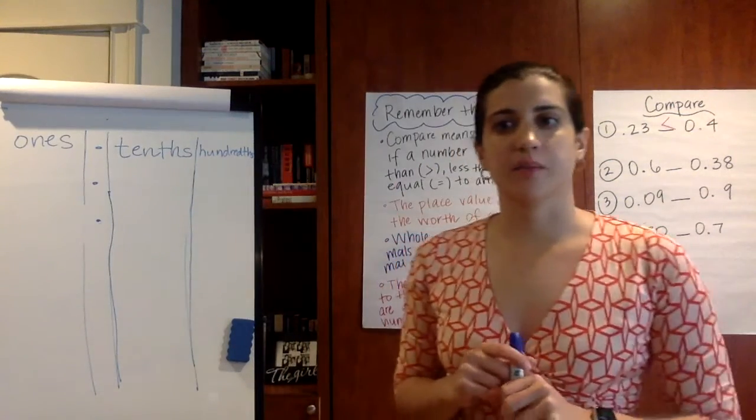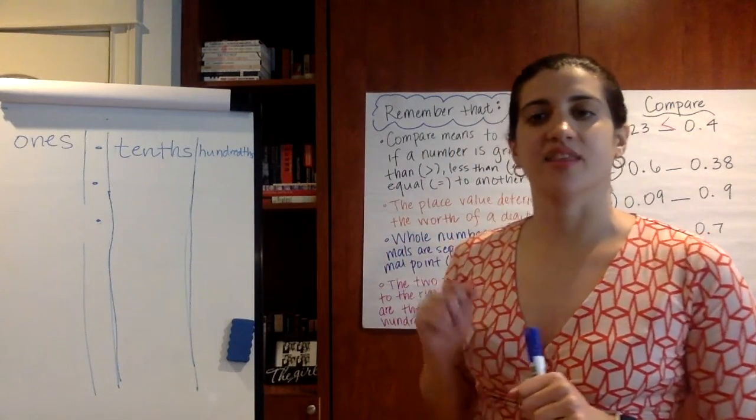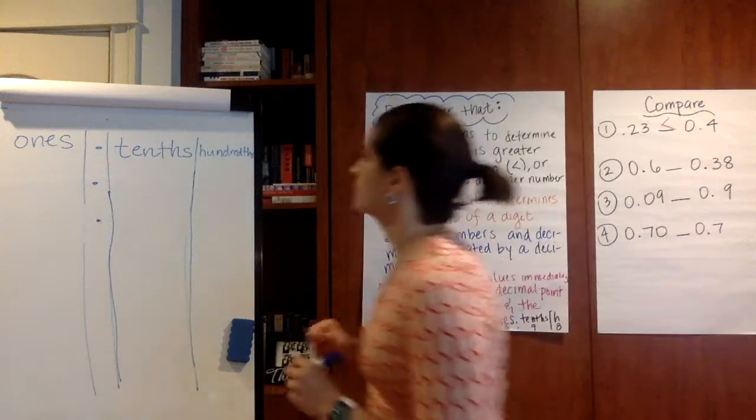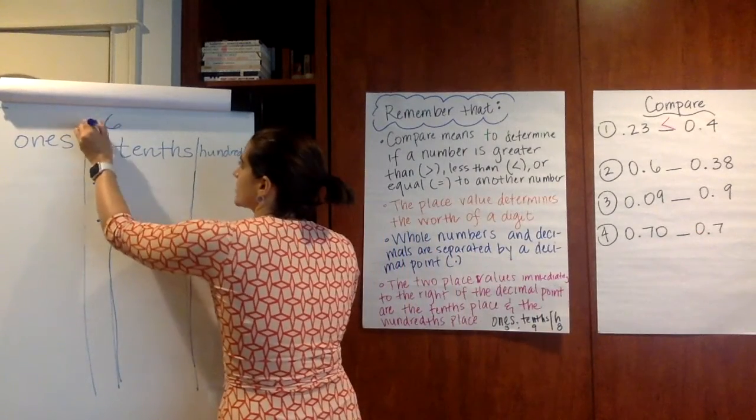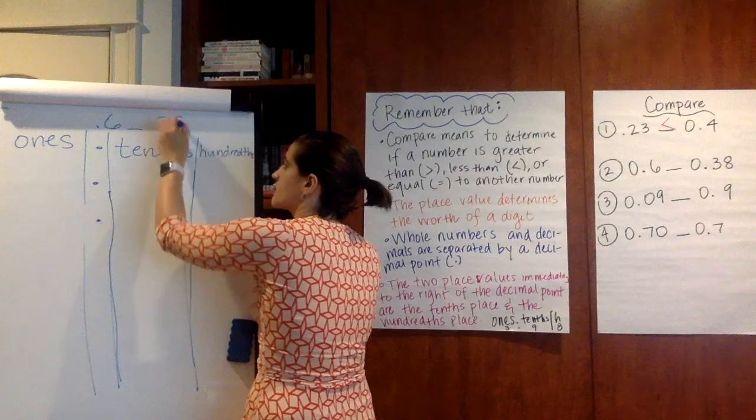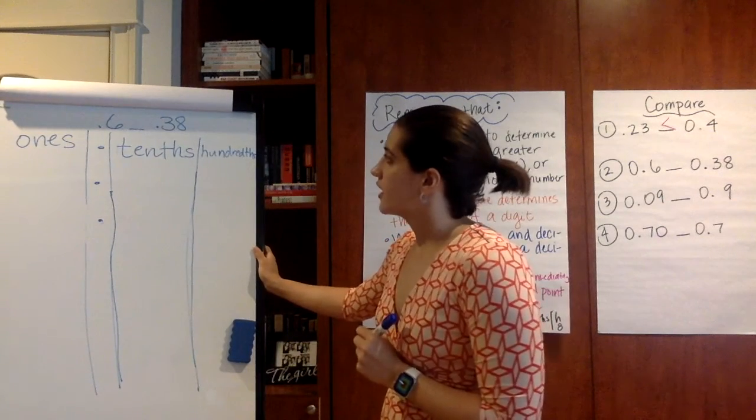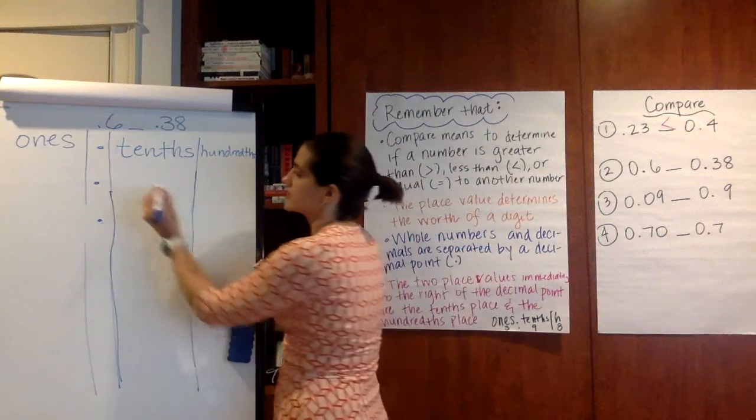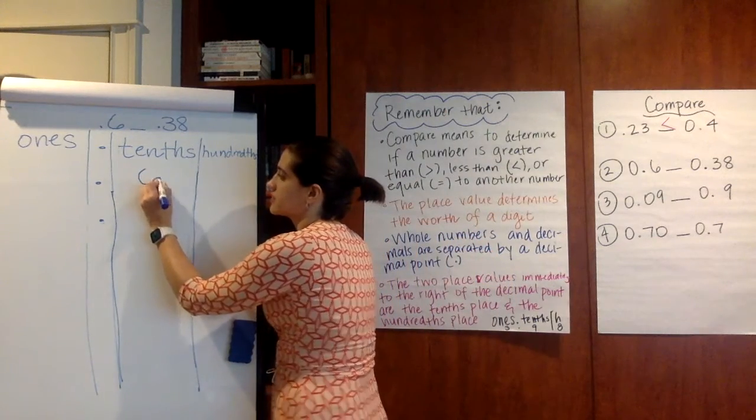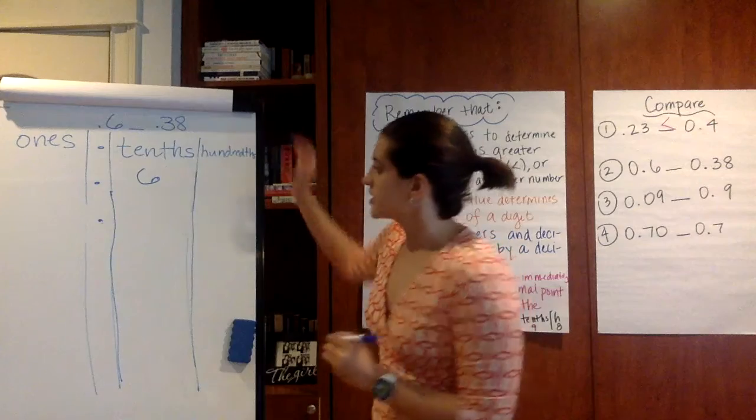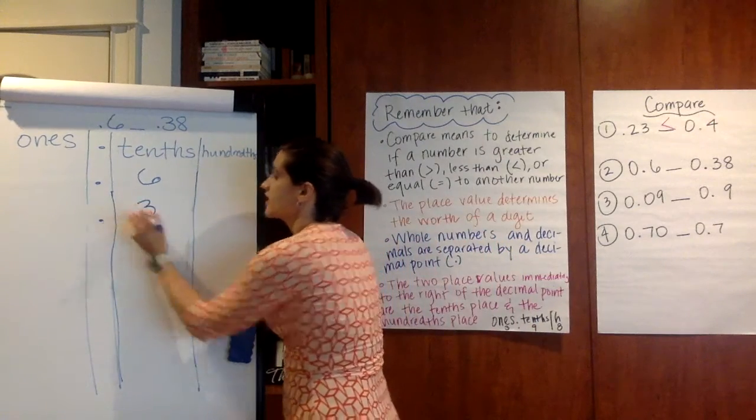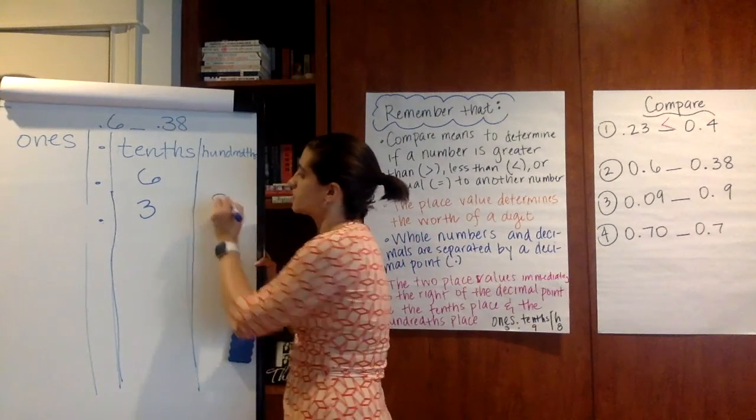The second one that I'm comparing is 6/10 and 38 hundredths. Remember, use the place value chart to help you. So I see that I have nothing in the ones place, and then I have a 6 in the tenths place. For the 38 hundredths, I have 3 in the tenths place and 8 in the hundredths place.